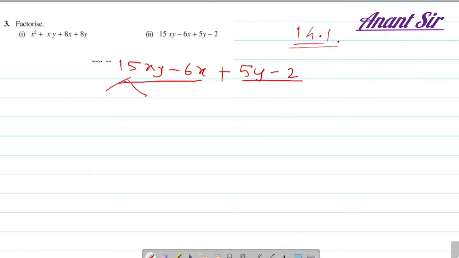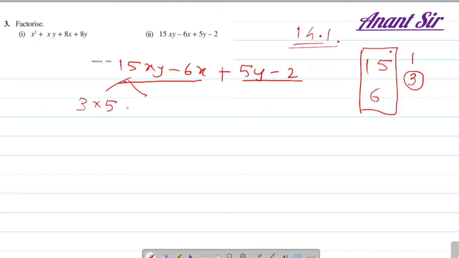In the first video, when we solved question 1 and 2 of 14.1, we have seen how to factorize this. So what you do, write the common factors of 15 and 6, that means the numbers which can divide 15 and 6 completely. One can divide any number, right? Then it's 3. 3 can divide both. Now there is no other number which can divide both the terms. So the greatest common factor is 3. So we are going to use the table of 3 here. So it's 3 times 5, 15, x and y. 3 times 2, 6, x.